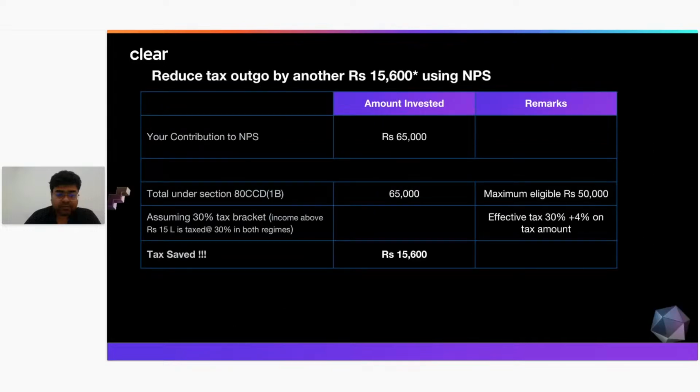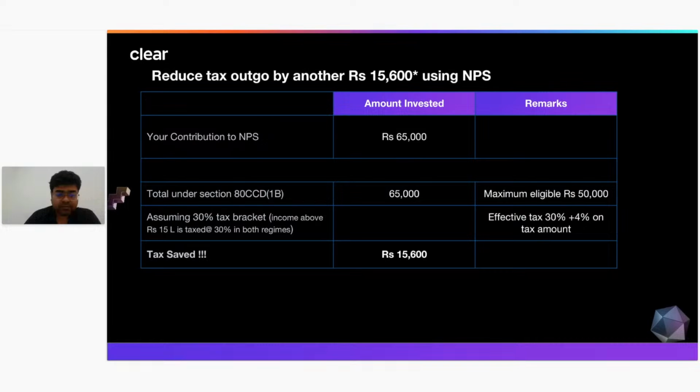Now again, we can take a maximum of 1,50,000 rupees of deduction under 80C. However, if we are investing in NPS, the National Pension Scheme, we can save another 15,000 rupees of taxes just because we have invested in NPS.